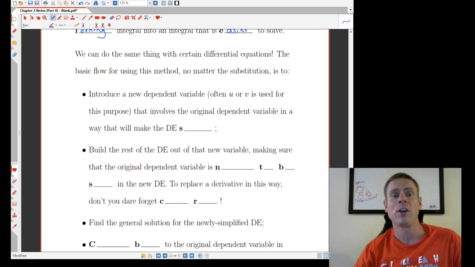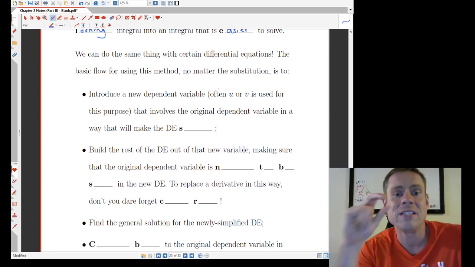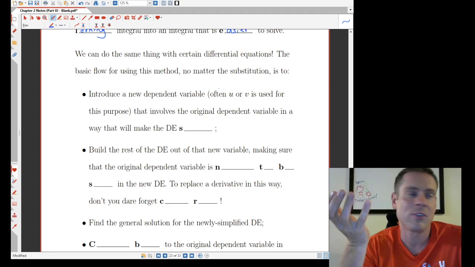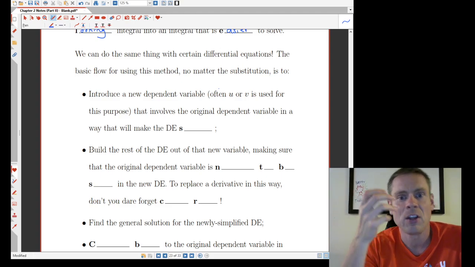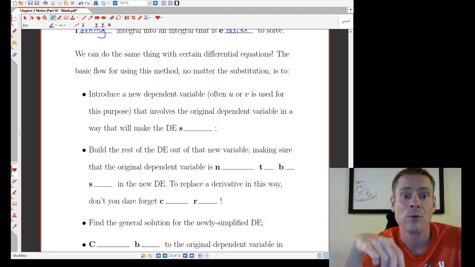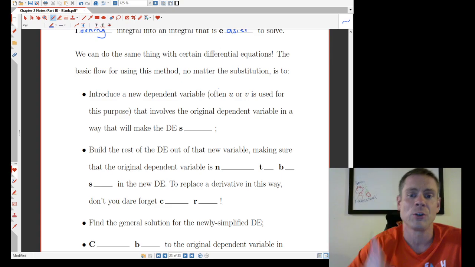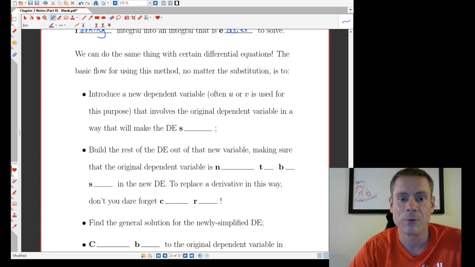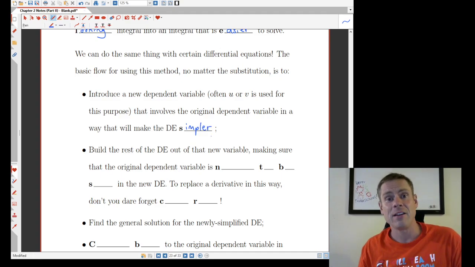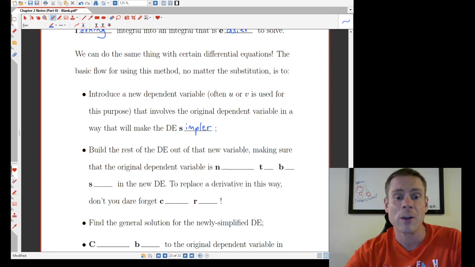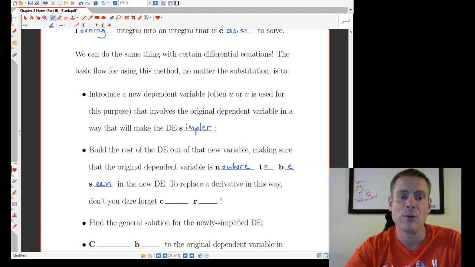So the first thing you want to do is introduce a new dependent variable. Oftentimes, same as like integrals, u or v is often used for that new dependent variable. And you want to introduce a new one that involves the original one in a way that will make the differential equation simpler. Once you've got that, you're going to build the rest of your differential equation out of that new variable, making sure that the original one is nowhere to be seen in the new differential equation.